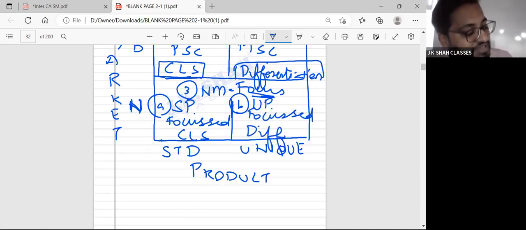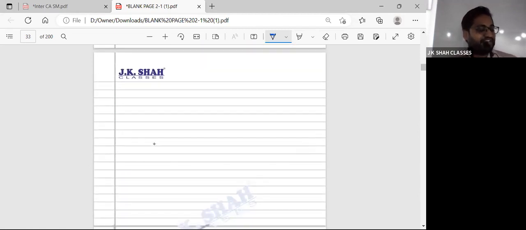So, unique product, narrow market, this will be focused differentiation. So, what is the difference between differentiation and focused differentiation? Market. If it is a broad market, differentiation. If it is a narrow market, focused differentiation. You all understood this? Now, please help me. Cost leadership.